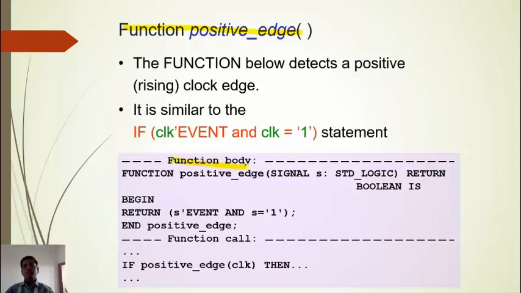Function body: function positive_edge(signal s: std_logic) return boolean is begin return s'event and s = '1'; Here s tick is there. End positive_edge. Then for that function body, the function call: some declaration, then if positive_edge(clock) then some statements or declarations.